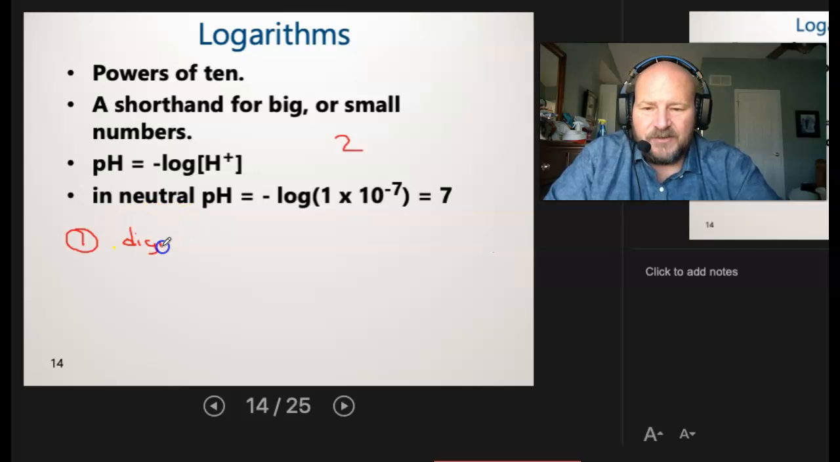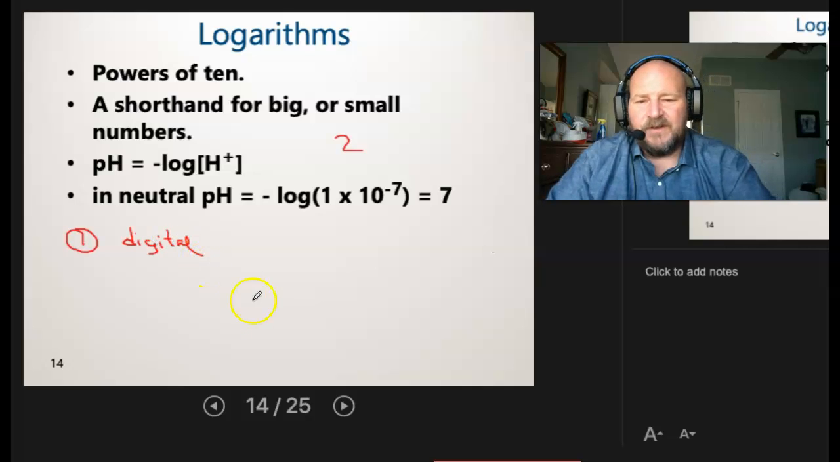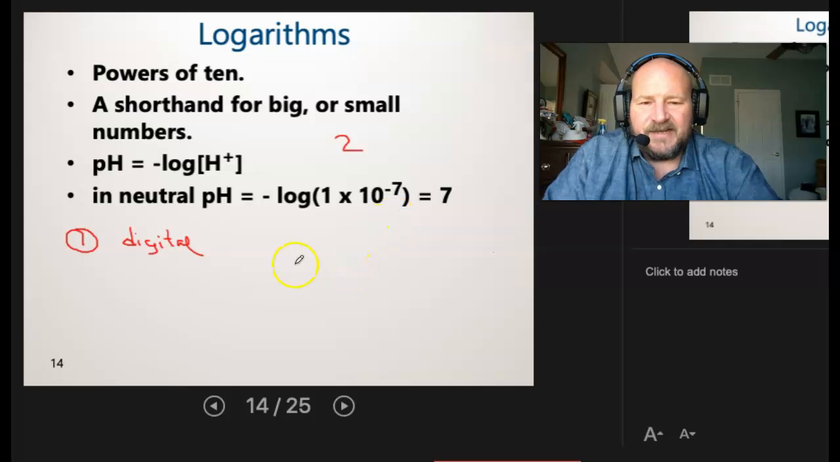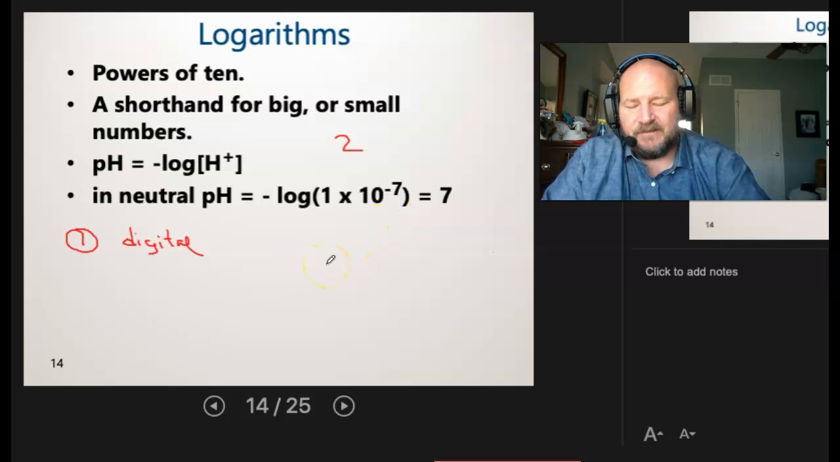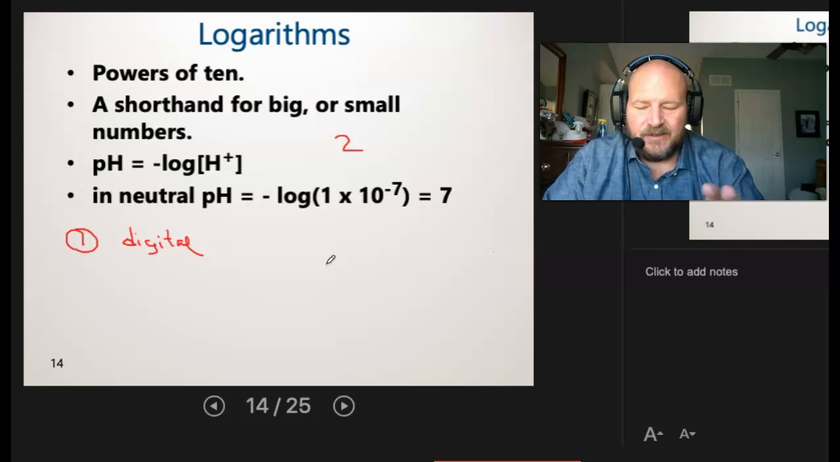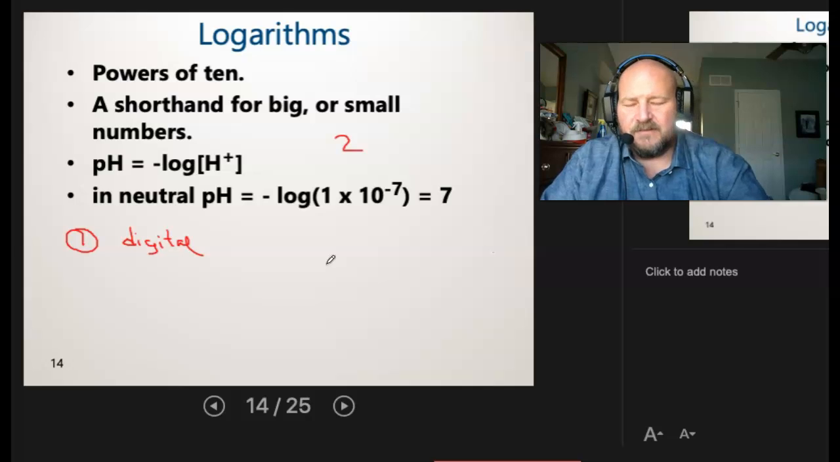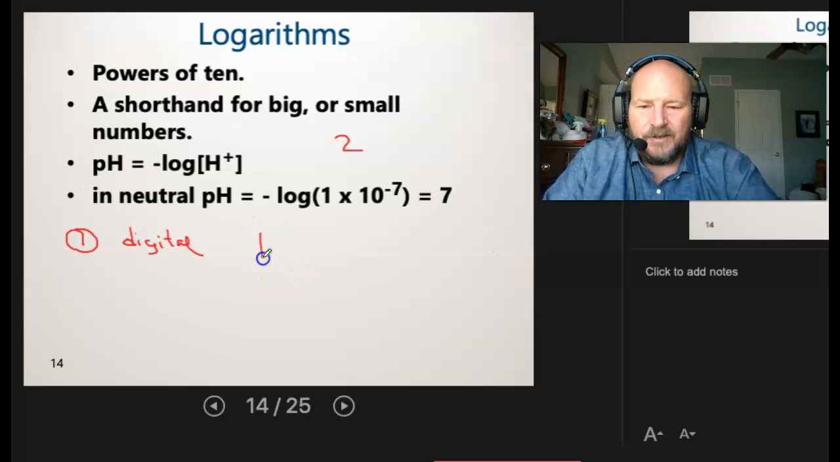Now, whenever we're trying to do pH on a digital calculator, we're going to take 1 times 10 to the negative 7. Now how we type that in, there's a few different ways. On my phone, what I'm going to do is I'm going to hit 1 and then EE. That automatically takes care of times 10 to the. Then I'm going to hit 7 and then negative.